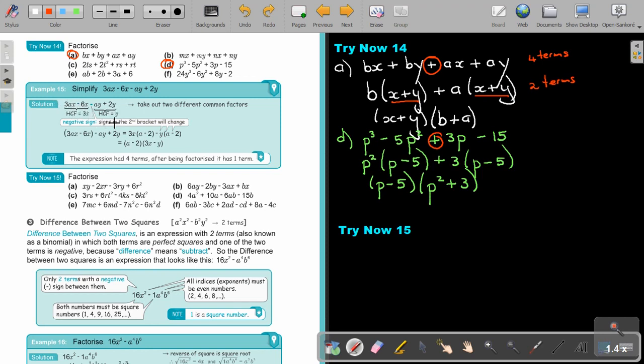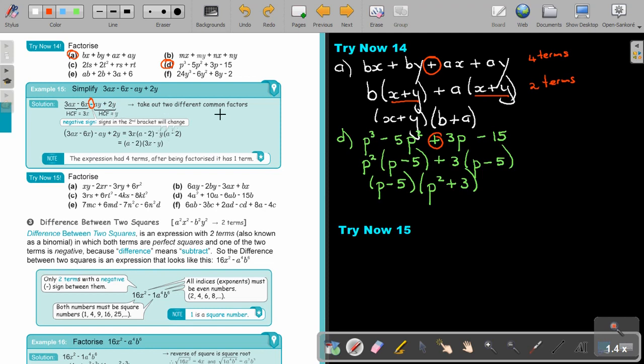I take out 3x, I take out y, but due to that negative sign, I must just be careful. The signs are going to change. So just focus on your signs. So if you say negative ay divide y, it will just be a. Okay, let's just see. There's the negative. So it's negative ay divide y, so the negative is going to be there. But if you say positive 2y divide y, negative y.